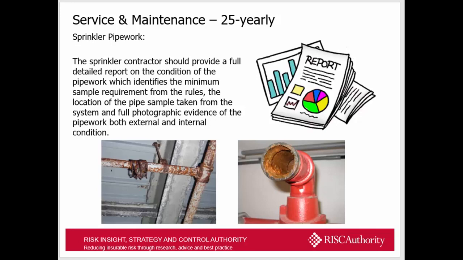So the new requirement that came in earlier this year is that the sprinkler contractor should provide a full detailed report on the condition of the pipe work, which identifies minimum sample requirements from the rules. What we've actually asked this time, which is an enhancement to Annex K, is that various pipes are removed from the sprinkler system. Various parts, different pipe diameters, and these are internally inspected.